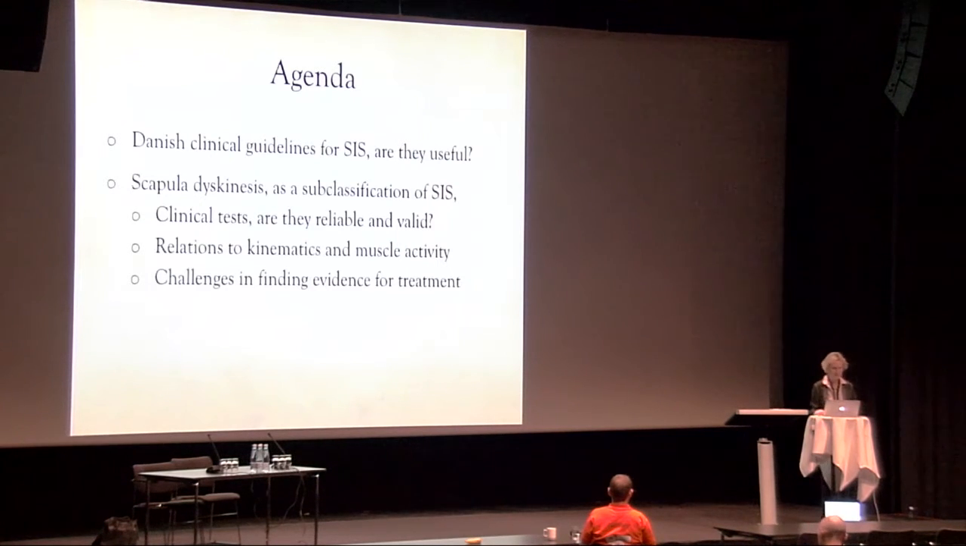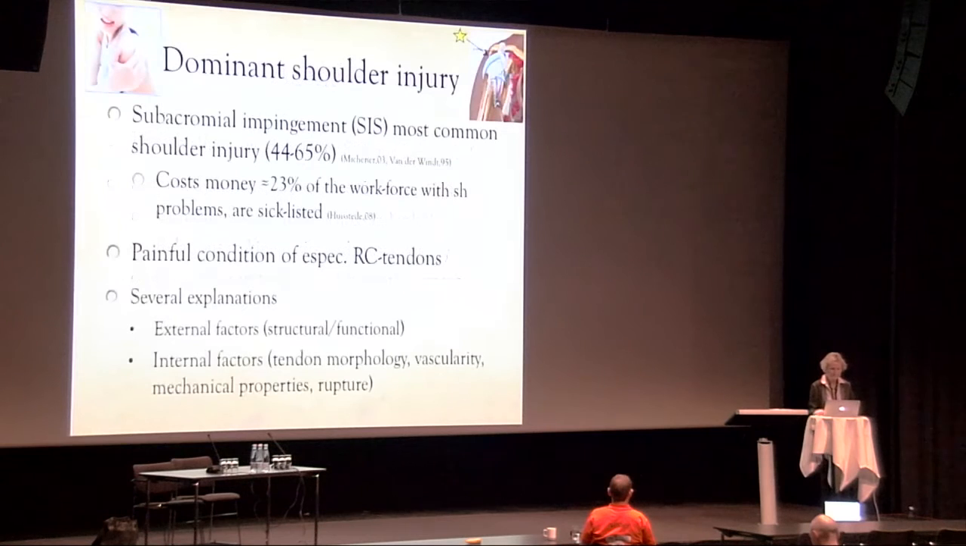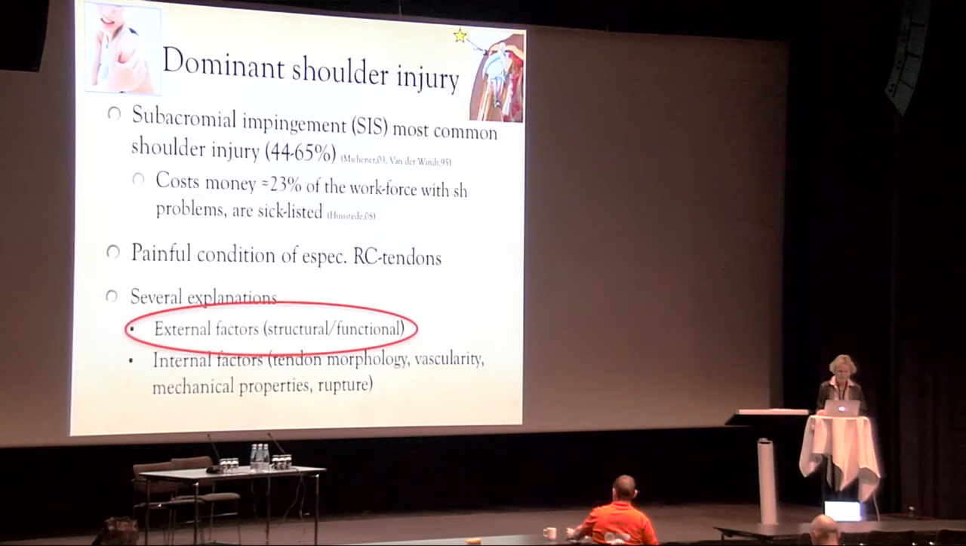So we all know that subacromial impingement syndrome is the most common shoulder injury. It costs a lot of money, and it's a painful condition of especially the rotator cuff tendons. Several explanations have been suggested as the reason, both internal and external factors. Yesterday we talked about rotator cuff tendinopathy and the internal factors. Today, this morning, we will talk about the external factors, the more functional and structural changes.